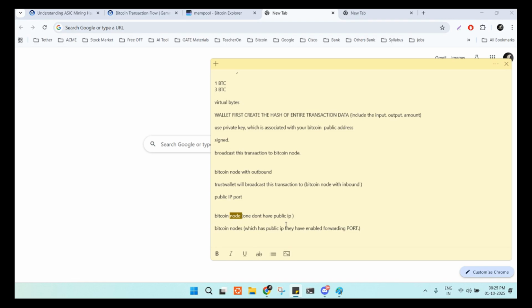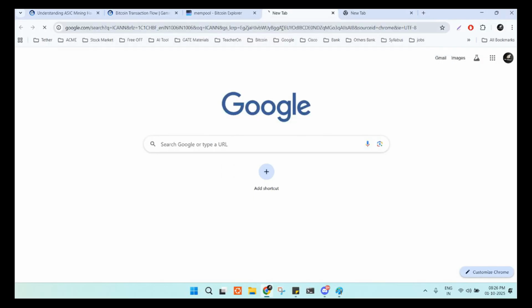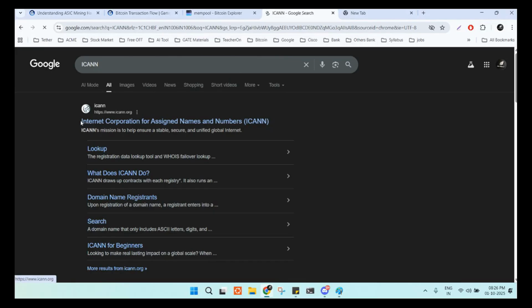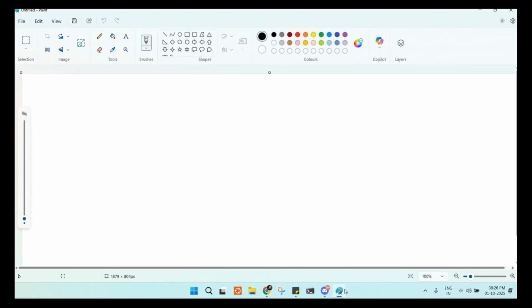Not everyone wants to run a Bitcoin node, and if you need a public IP, as you might be aware, we have to pay for that. Some people want to have a Bitcoin node but don't want to purchase a public IP. There is an association named ICANN, which makes sure there are guidelines to follow for getting IPv4 and IPv6 public IPs, and there are many vendors who provide those IPs.